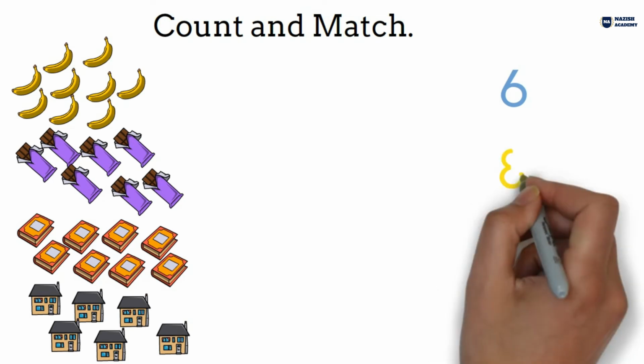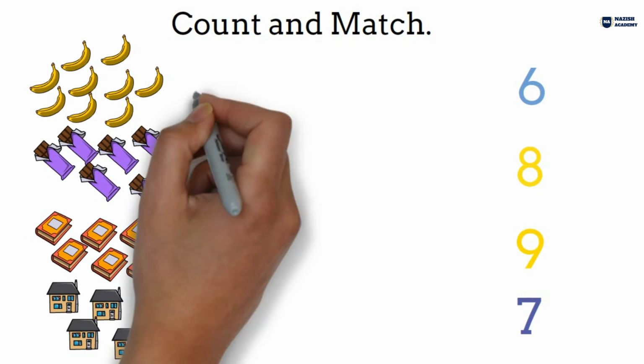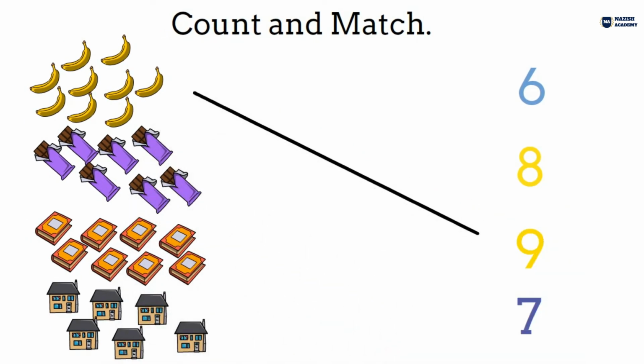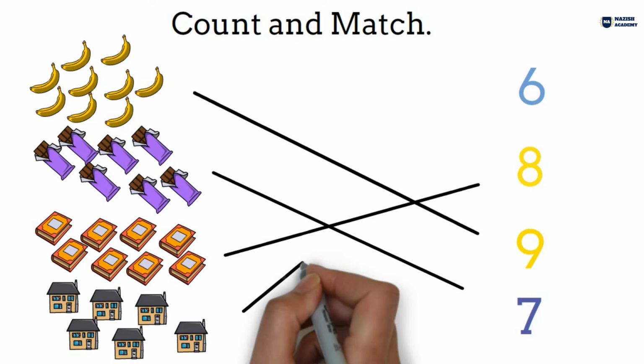Number 6, number 8, number 9, number 7. हमें नंबर से मैच करना है. 9 bananas. Where is 7? Yes. 8 books and 6 houses.